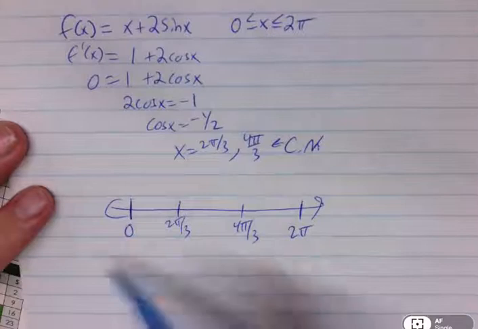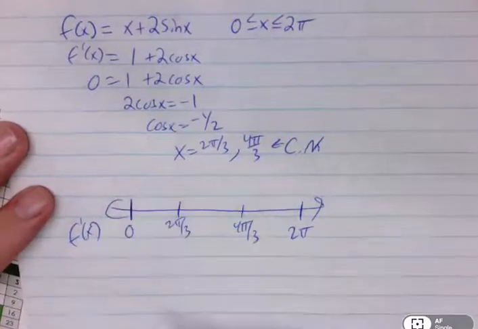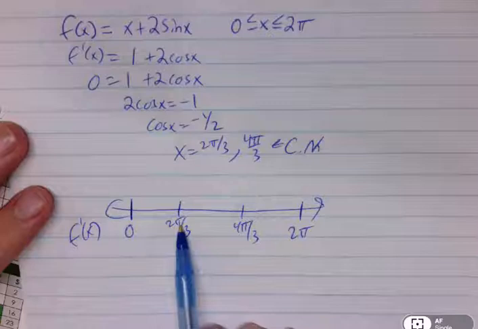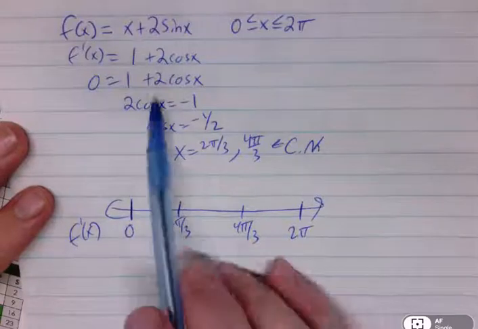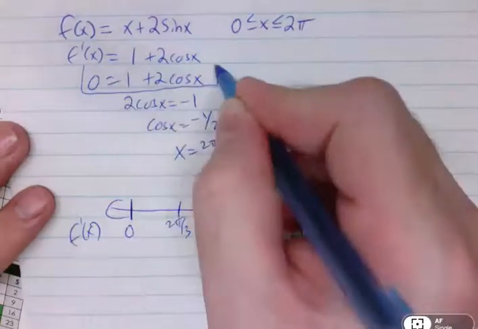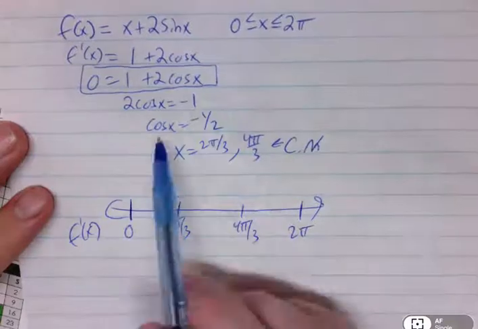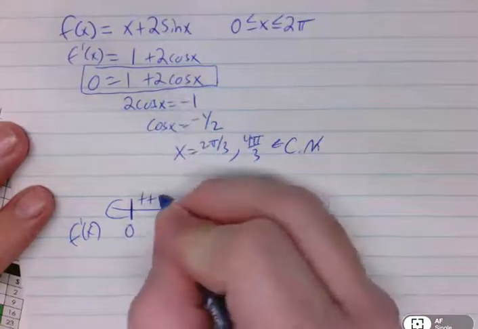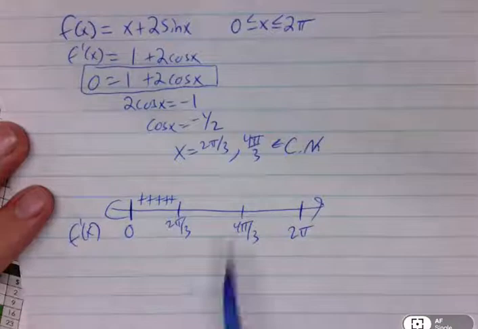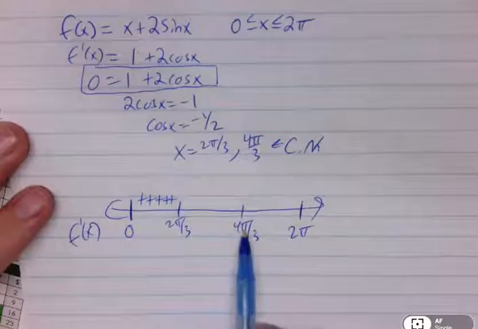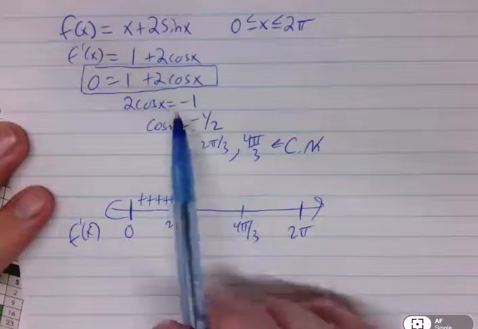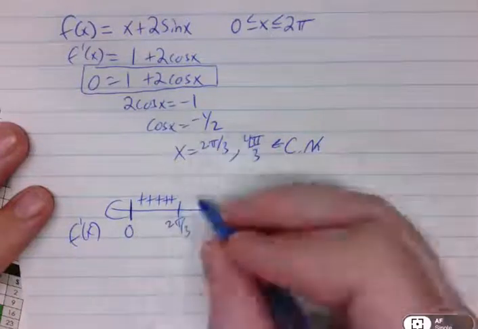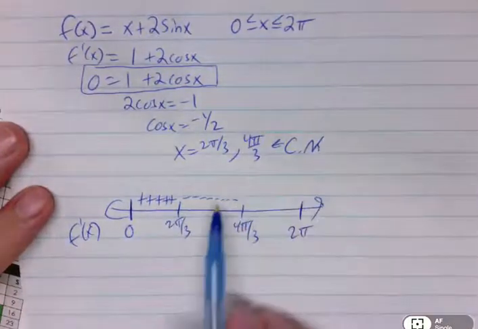I want to know when my derivative, this is a number line for my derivative, is positive or negative. So between 0 and 2 pi over 3, so like pi over 2. At pi over 2, if I'm looking at my derivative here, and I'm just trying to figure out the sign, at pi over 2 the cosine is 0. That's positive, so I'm positive. Between 2 pi over 3 and 4 pi over 3, we can pick pi. That would be an easy one to pick. Cosine pi is -1. 1 minus 2 is negative, so that means I know I'm decreasing here.